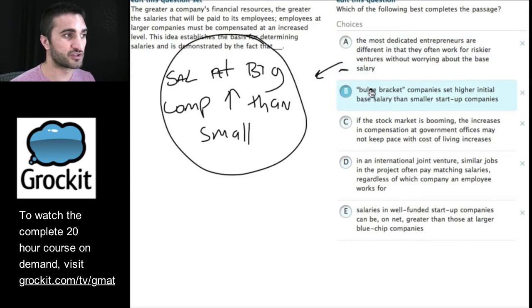And the reason I know that bulge bracket companies are larger is that they use this word smaller here. So these bigger companies set higher initial base salaries than smaller startup companies. This is a demonstration of this point.